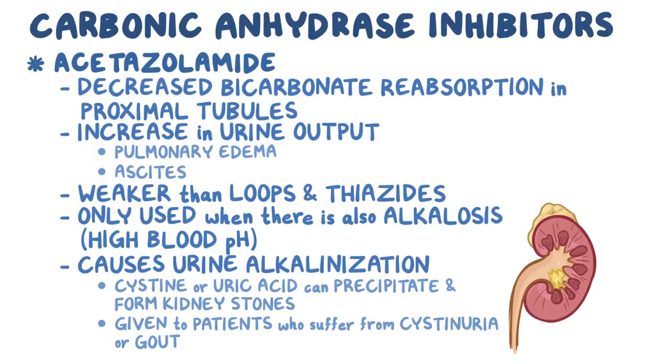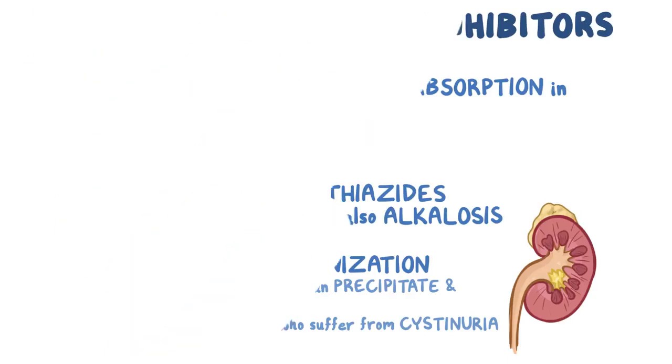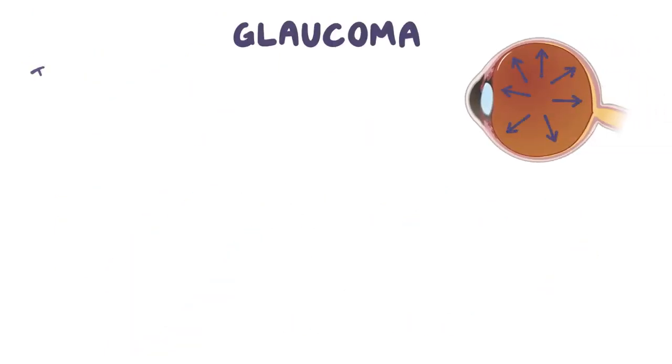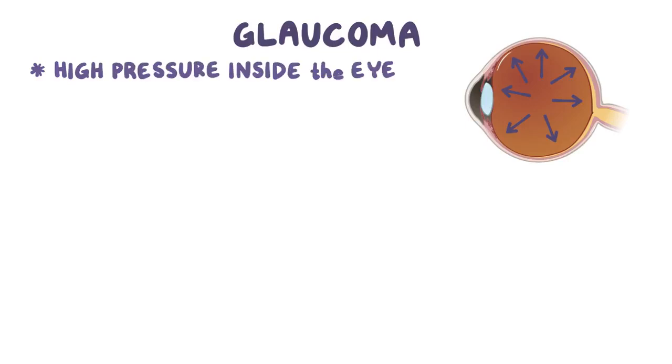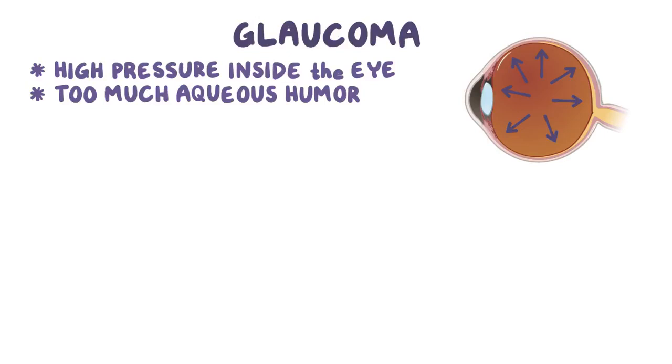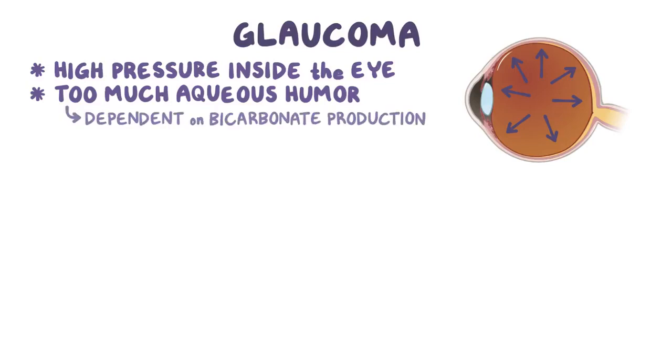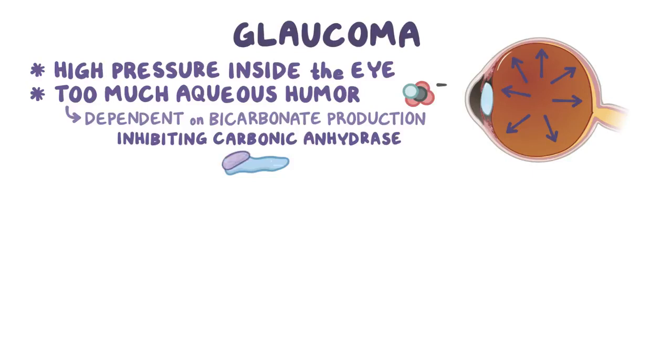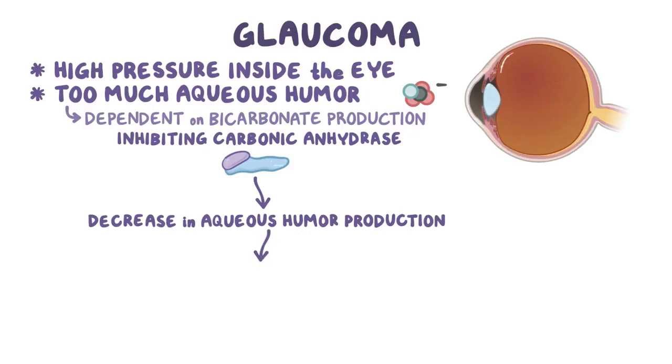Now, where carbonic anhydrase inhibitors really come in handy is in the treatment of glaucoma, which is when there's a high pressure inside the eye, typically because of too much aqueous humor being produced. Although the mechanism isn't well understood, the secretion of aqueous humor is dependent on bicarbonate production. So, by inhibiting carbonic anhydrase in the epithelial cells of the ciliary body, there's a decrease in aqueous humor production, therefore lowering intraocular pressure.